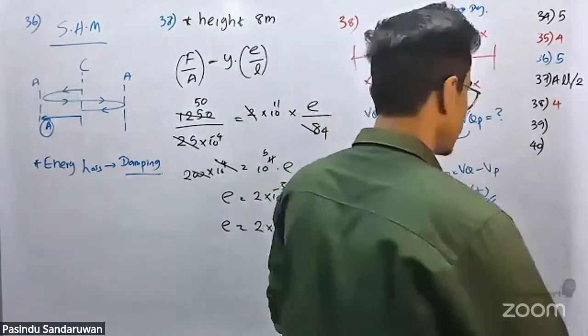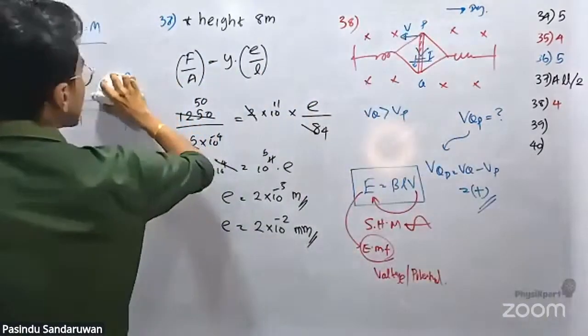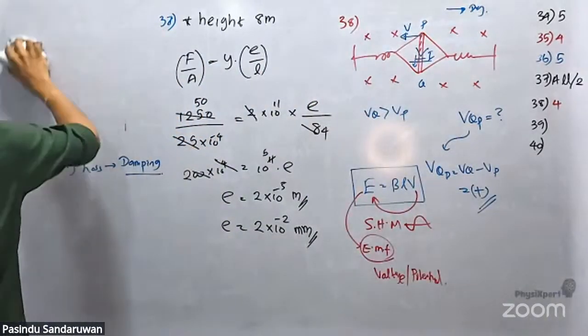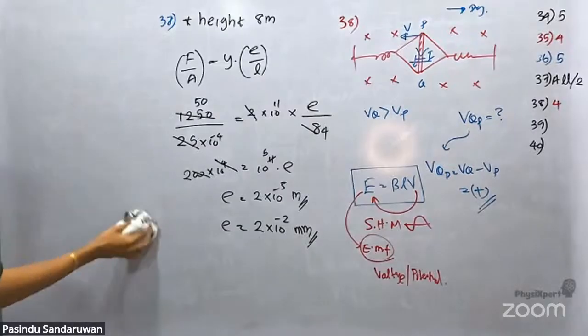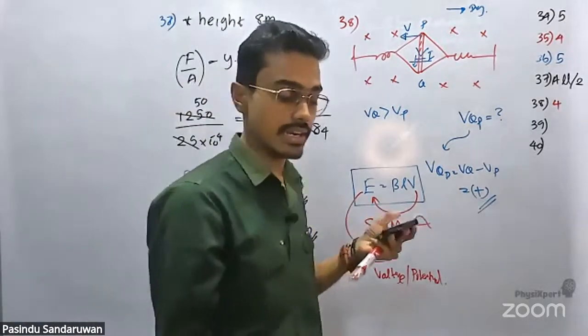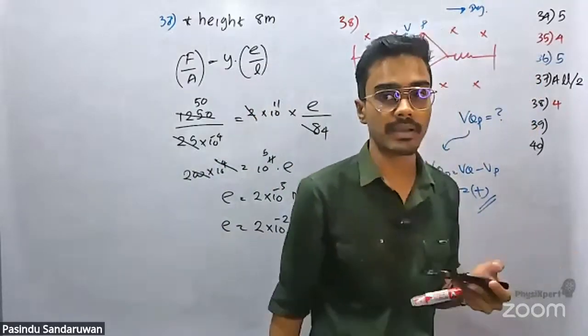Very good question, a tricky one. You have to know many things to finalize the answer. It's a combination of simple harmonic motion, electric fields, current electricity, magnetic fields, and magnetic induction.